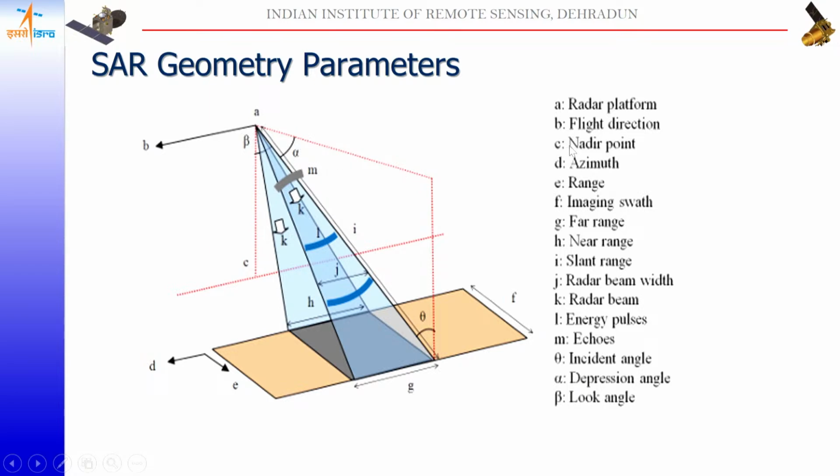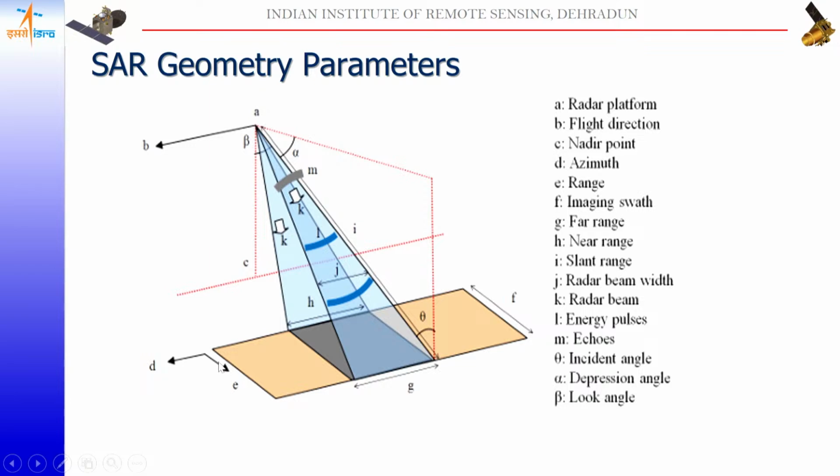The point directly perpendicular to the surface of the radar is called the nadir point. So C is the nadir point, and here you can see there are two directions. On the ground, this direction is called the azimuth. It is similar to the flight direction. The direction of the flight on the ground forms the azimuth direction, and the direction where it is transmitting the signal is called the range direction. So E is the range direction.